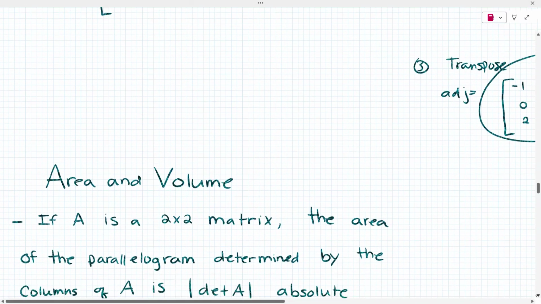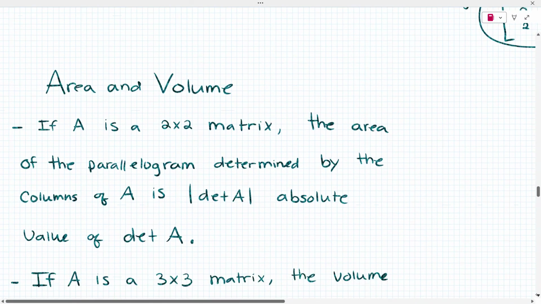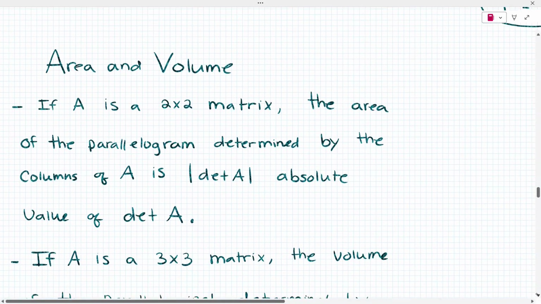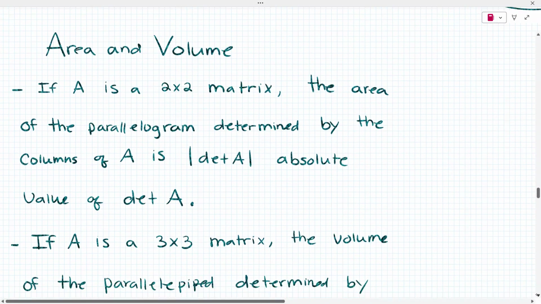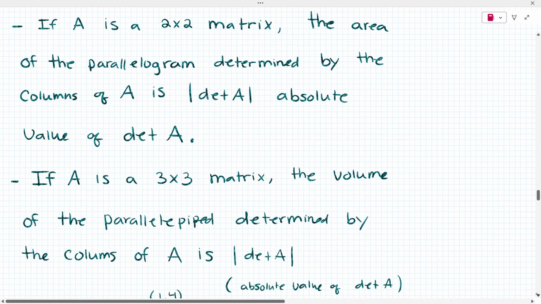So, area and volume. If A is a 2 by 2 matrix, the area of a parallelogram determined by the columns of A is the absolute value of the determinant of A. If A is a 3 by 3 matrix, the volume of the parallelepiped determined by the columns of A is the absolute value of the determinant of A.